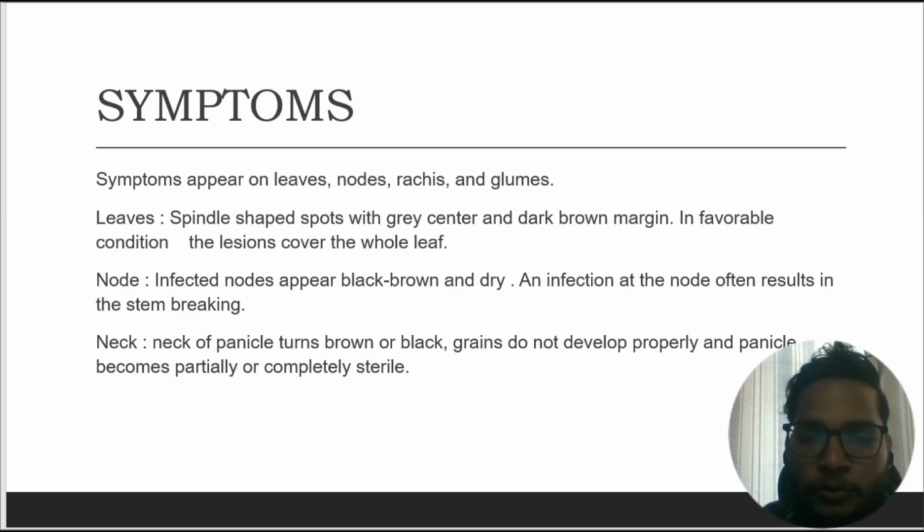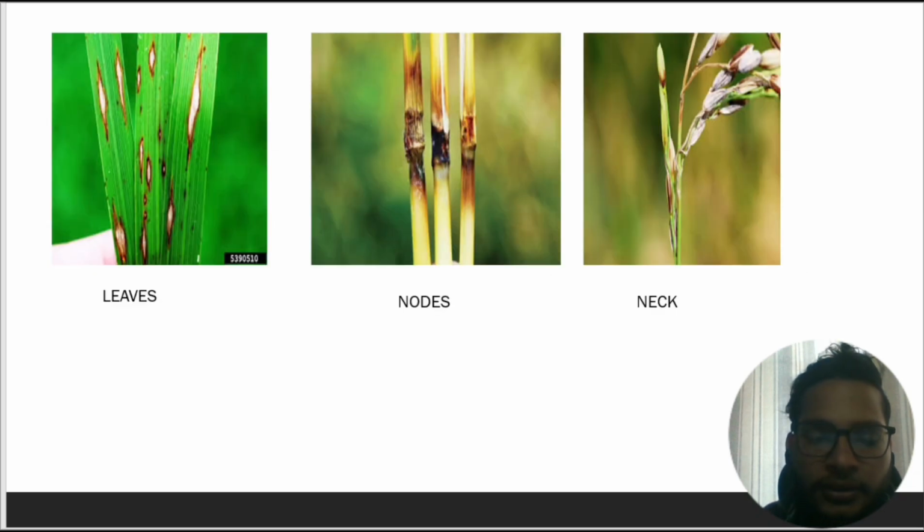On the neck, it is the most serious symptom of this disease. The neck of the panicle turns brown to black and grains do not develop properly. The panicle becomes partially or completely sterile, or there is a formation of chaffy grains. These are its symptoms, as you can see: on leaves, boat-shaped lesions; nodes turning brown to black; and on the neck, blast symptom, chaffy grains on the panicle.